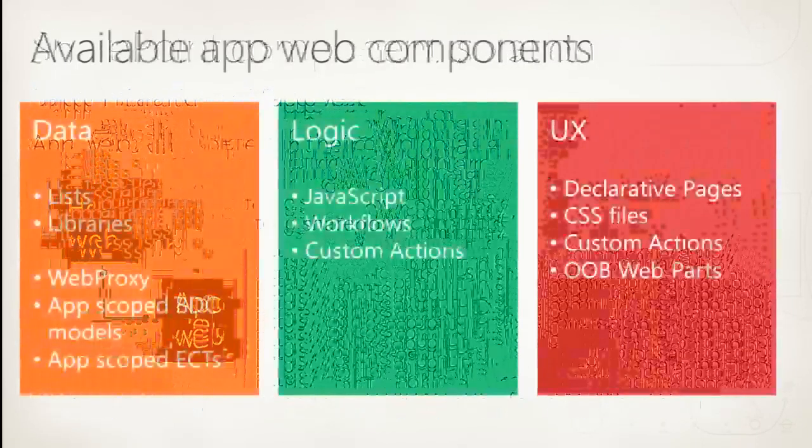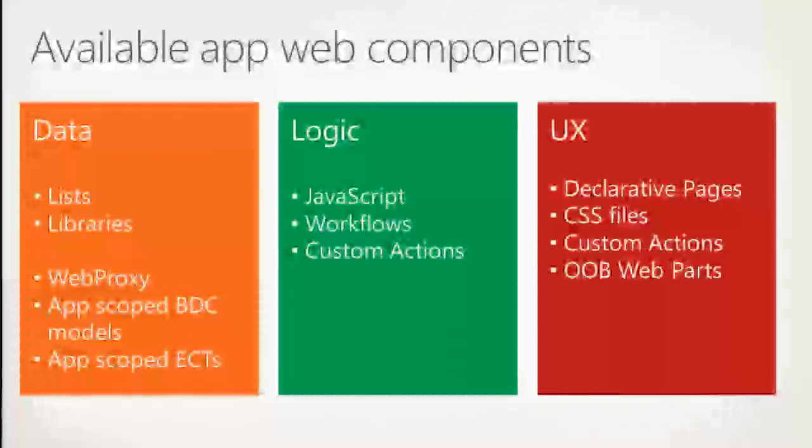Okay. Now let's drill into what you can do inside of that isolated app web. Here are the available components that you can build within that space. This is a high-level list, and by no means a complete list. The complete list is on dev.office.com, which I totally encourage you to go and check out. But this is what I think are probably the most common things that you are likely to be using when building your own apps.